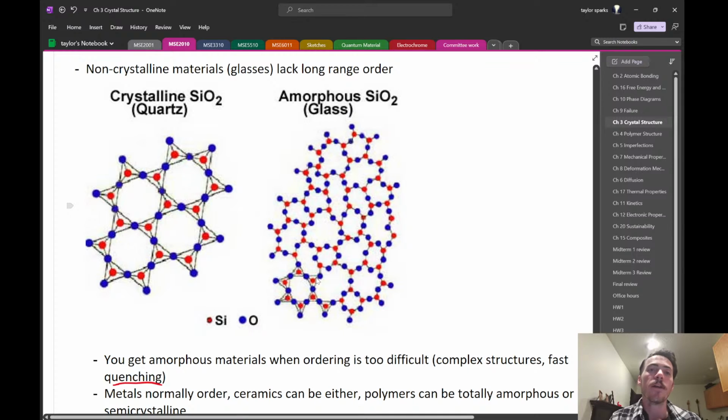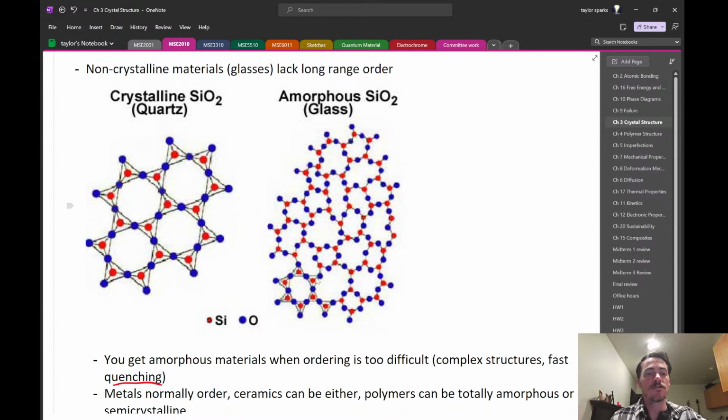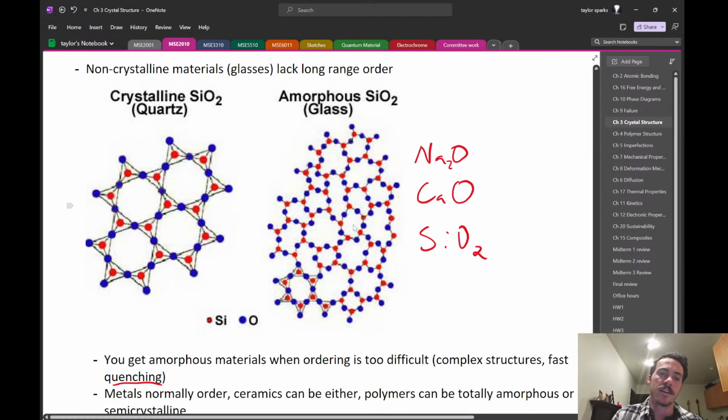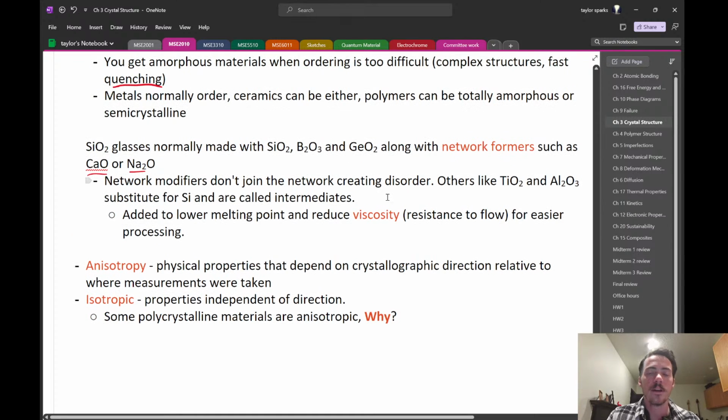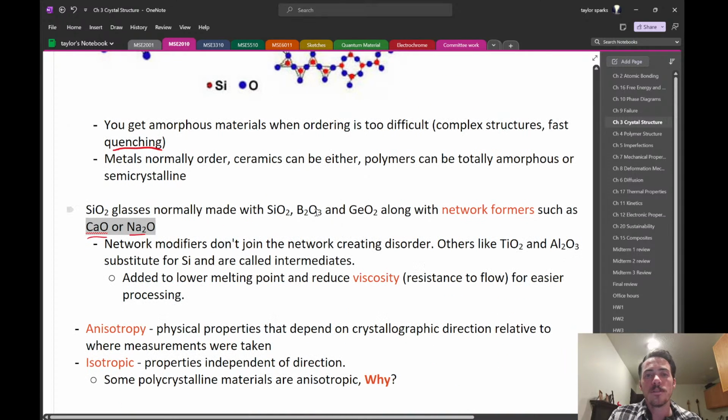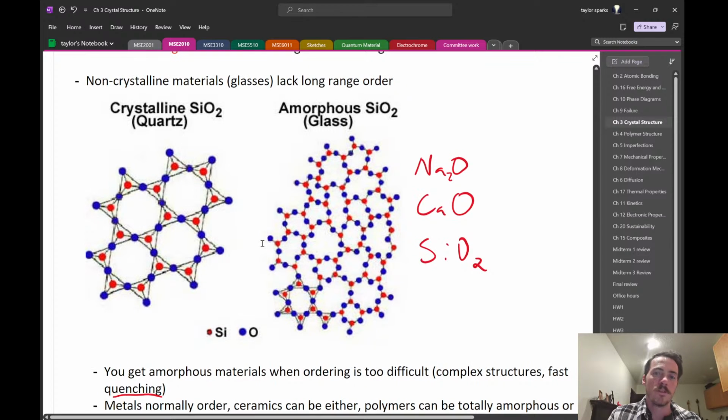So the way that we achieve that in soda lime glass, right? Soda lime glass has Na2O, CaO, and SiO2. You intentionally add the soda and the lime to disrupt this lattice. We call them network modifiers, right? These network modifiers break up the lattice. They prevent it from forming this nice crystalline one. Other things you can add would be like boron oxide, germanium oxide. Those also work. But when you talk about soda lime glass, that's what we're talking about there.